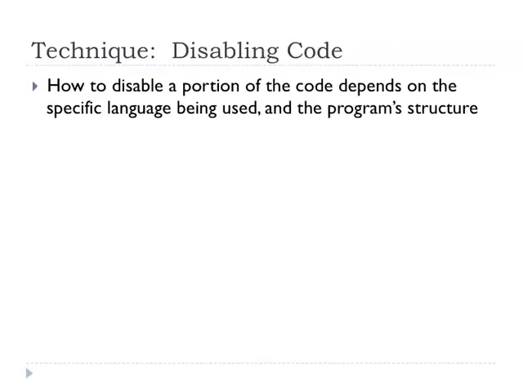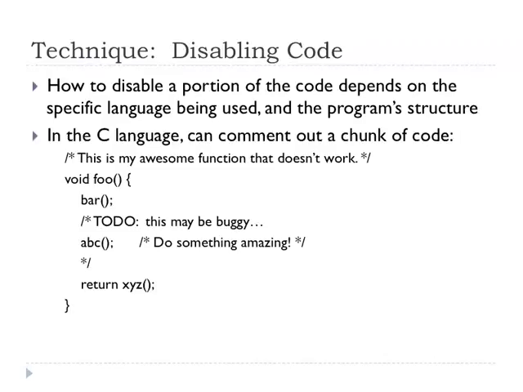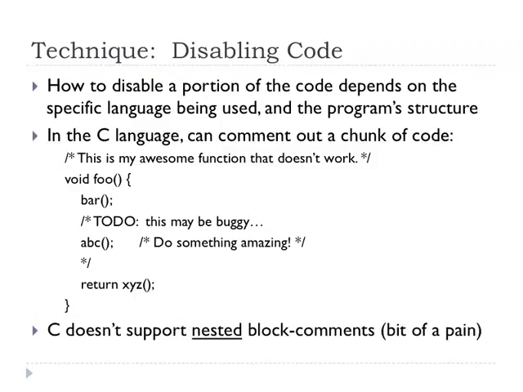Okay. Now, how to disable a piece of the code depends on the language that you're using. So I'm going to give you a little bit of detail for C, because that's what you need for CS24. Here's a void foo. This is my awesome function that doesn't work. You do something amazing and buggy, and guess what? It crashes.